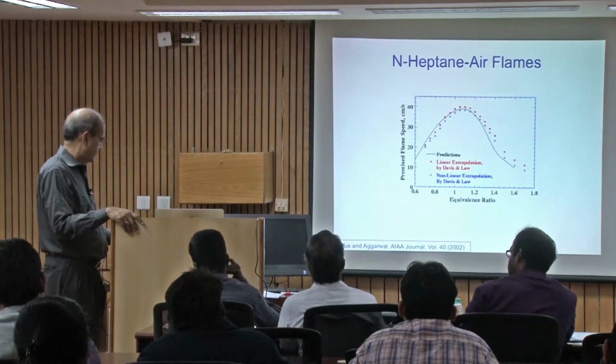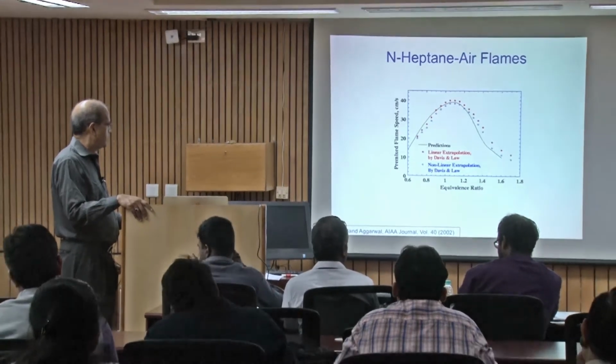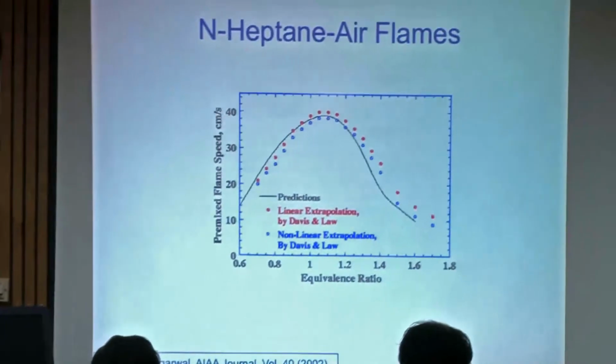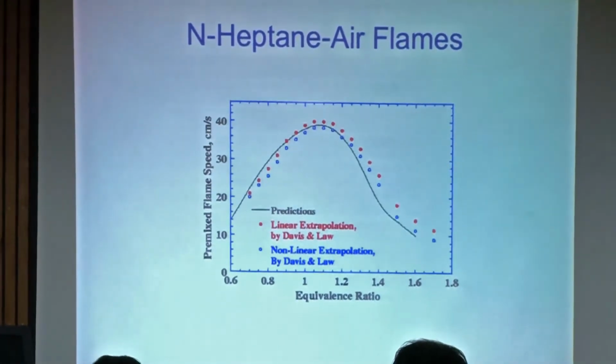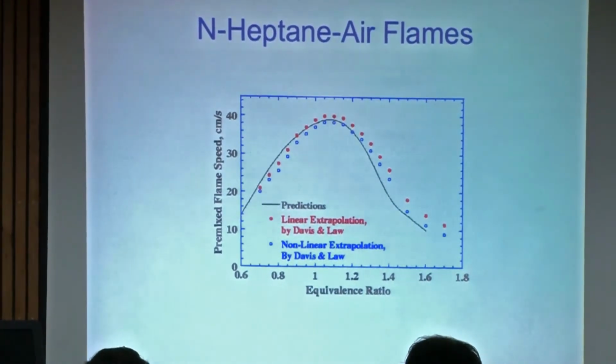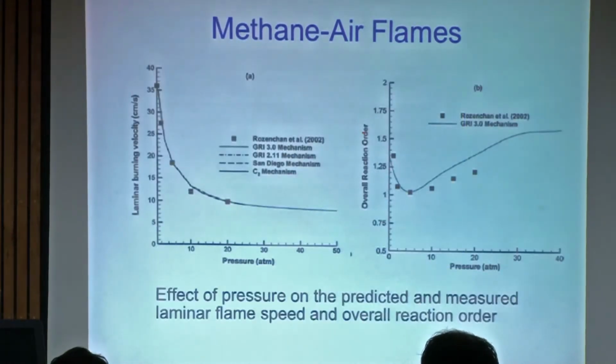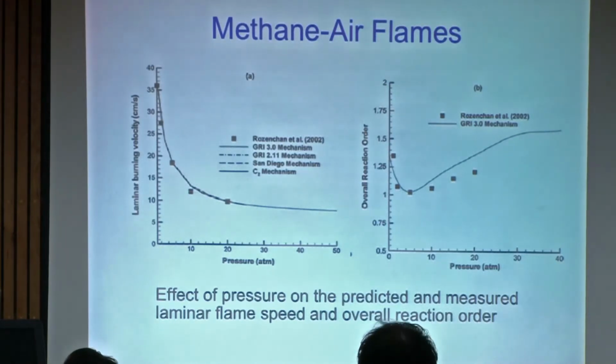So this is the effect of equivalence ratio, and this is again a very typical behavior. How does the flame speed vary with the equivalence ratio? And you can also note the value, about 40 centimeters per second. Methane is also about the same value at 1 atmosphere, about 40 centimeters per second.